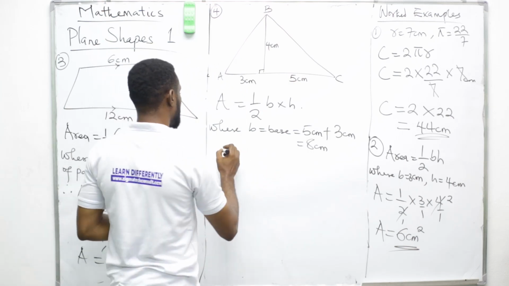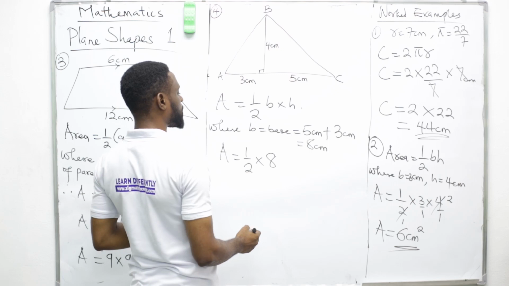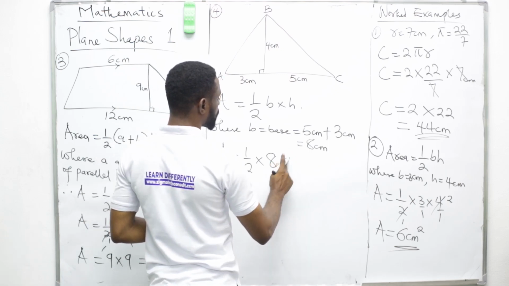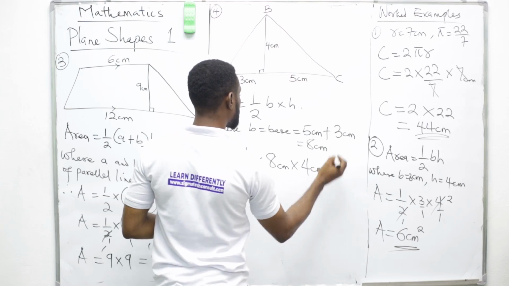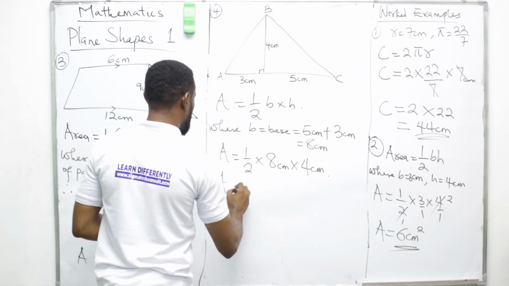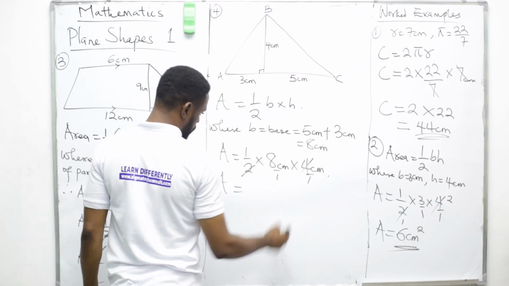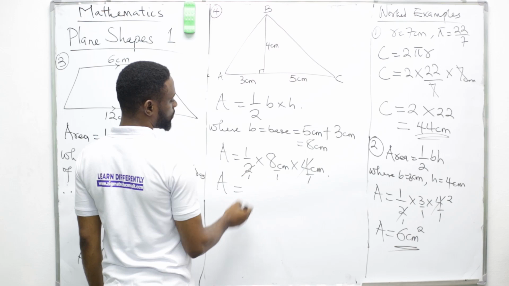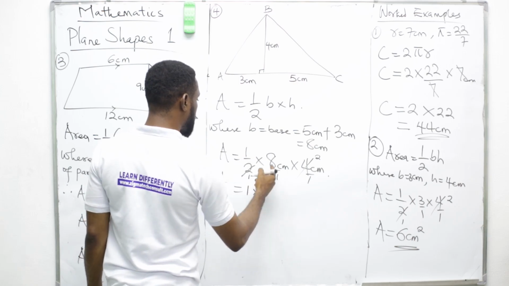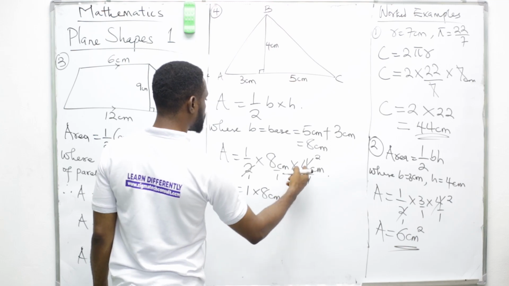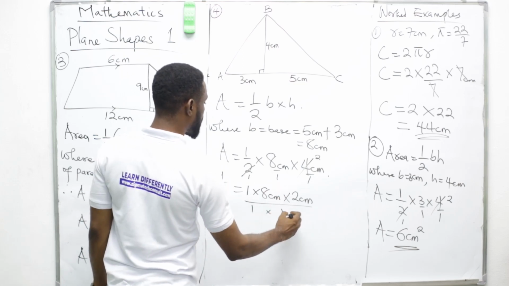So now we can apply the formula: A is equal to 1 over 2 times the base, which is 8 cm, times height, which is 4 cm. All right? So it means A will be equal to this over 1, this over 1. So 2 can go into 4. 2 into itself is 1, 2 into 4 is 2. You get that? So it means 1 times 8 cm times 2 cm all over 1 times 1 times 1.